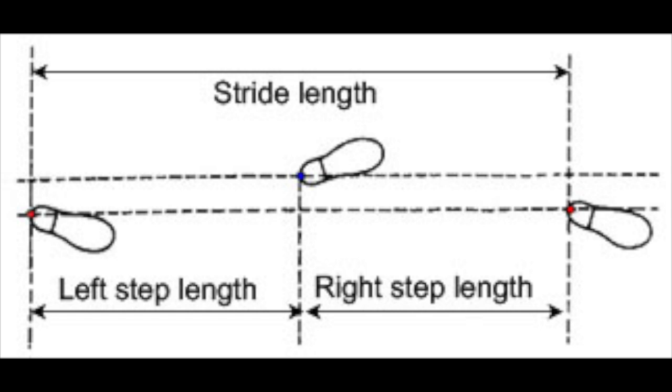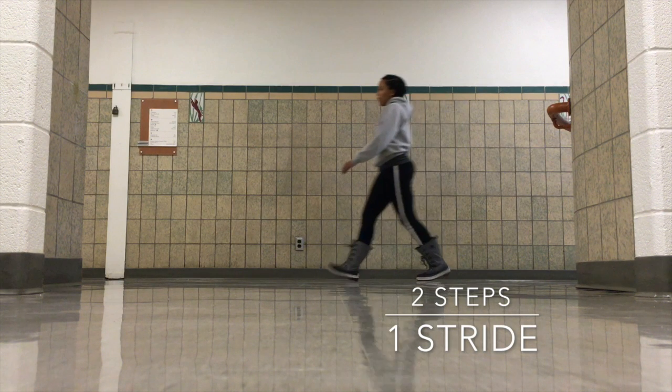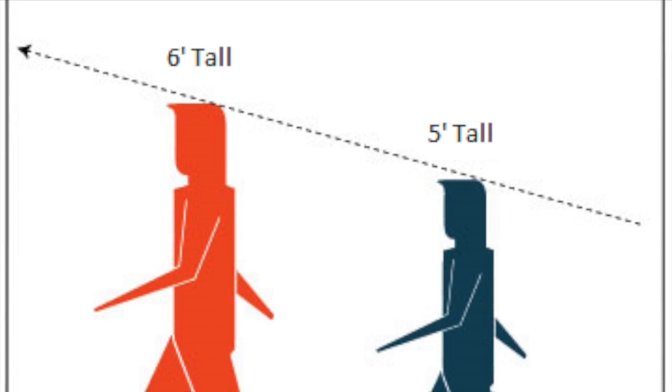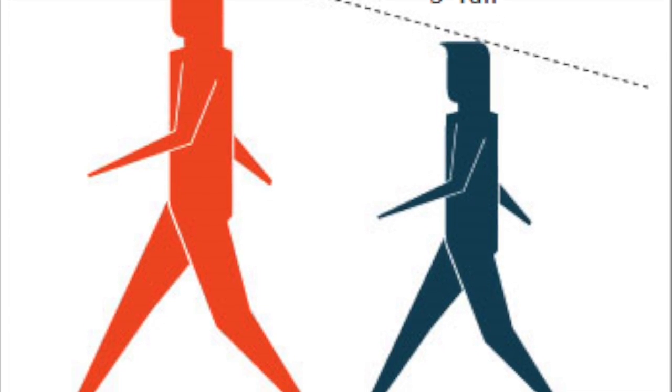Stride length is the distance between the successive heel contact points of the same foot. Normally, stride length equals 2 times step length. Stride duration refers to the amount of time taken to accomplish one stride. Stride duration and gait cycle duration are synonymous. One stride for a normal adult lasts approximately 1 second. Here is a real-time example of both step and stride length. Furthermore, step and stride length can be measured. Taller people will have longer measurements, as seen in this photo.